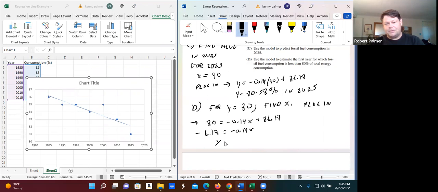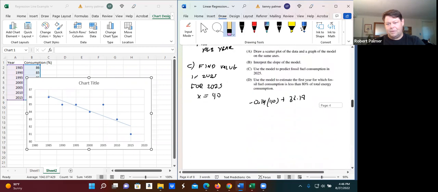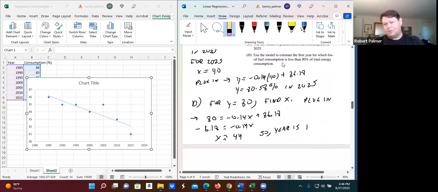And what I get then for x, let's do approximately again. Obviously, round to the nearest whole number. X is approximately 44, okay? Now, remember that's not year 44, okay? So the year is 1985 plus 44, and that should be 2029.